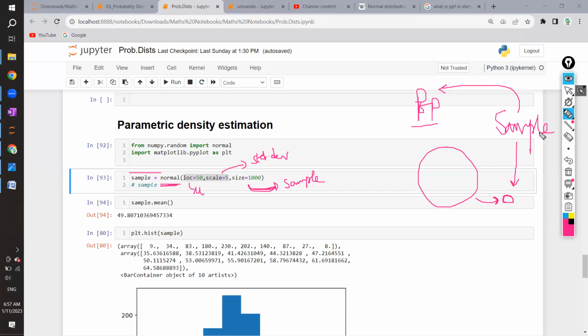Getting? Sample will represent the population, guys. It means it will be almost the same, but it might not be exactly the same. So that's why, these are population parameters. From a population whose mean is 50 and whose standard deviation is 5, I am taking a sample of 1,000. And if you see the sample mean, it is 49.8. It is almost the same as the population, a very minute error. Getting?